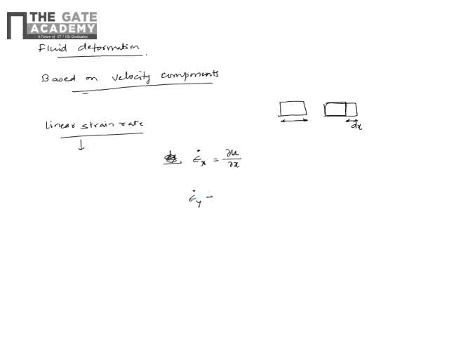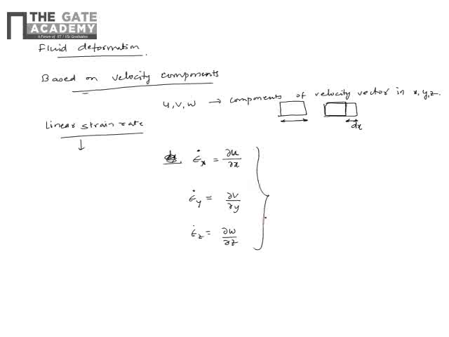Similarly, the linear strain rate in y is dou v by dou y, and the linear strain rate in z is dou w by dou z. u, v, w are the components of the velocity vector in x, y, z. These are your linear strain rates, a measure of how much the fluid is stretching along the linear direction.